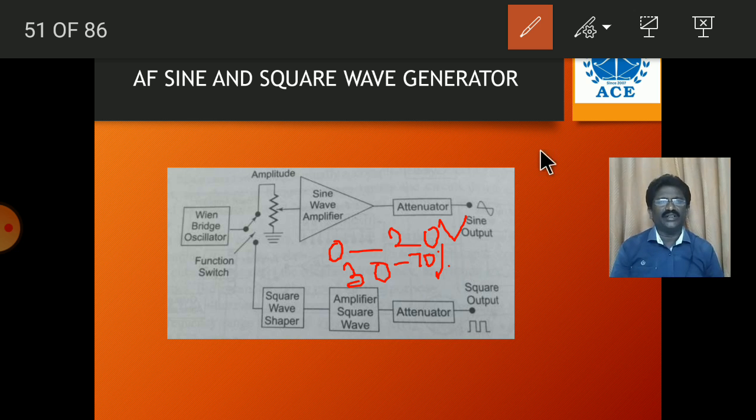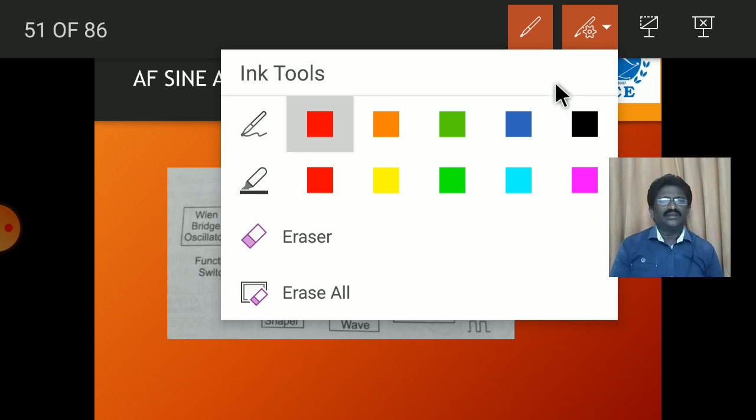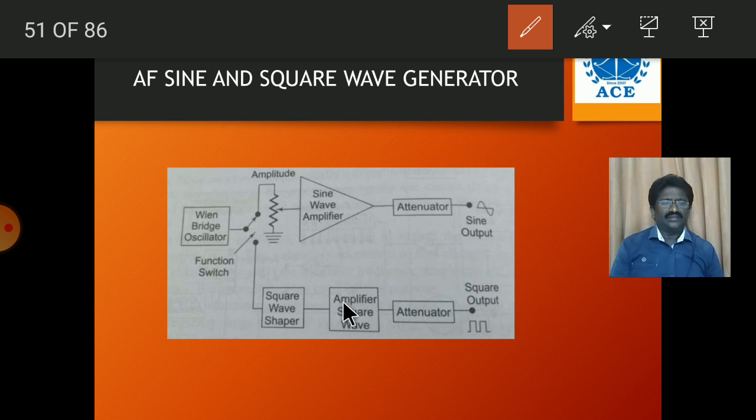So exactly. The instrument requires only 7 volts power at 220 volts and 50 hertz. And next, the square wave and pulse generator along with the CRO.